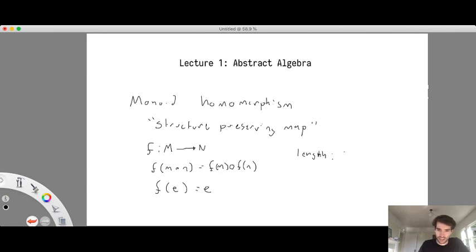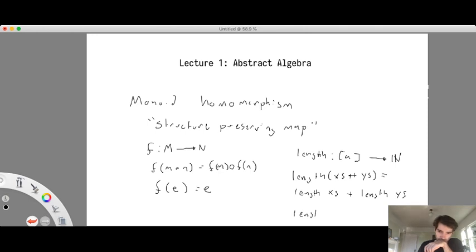From a list of A to the natural numbers. Now, if you sit and think about this, you should be able to see how this works, right? So if we have length of xs cons, or append, ys, that's the same thing as length of xs plus the length of the ys. And furthermore, the length of the empty list is 0.